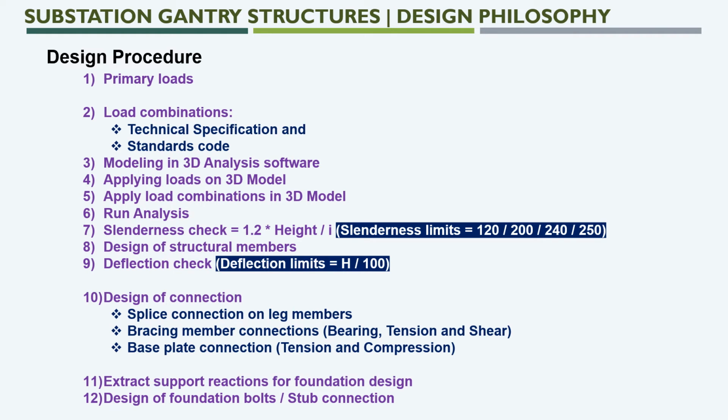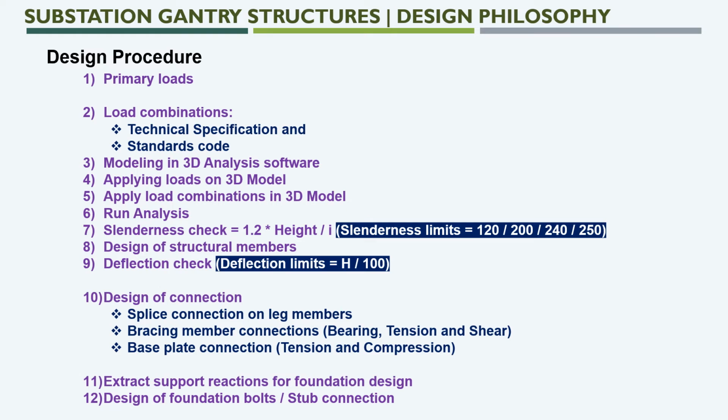After that only can we get which profile is suitable for the main leg, primary bracing, secondary bracing or horizontal beams. If you choose from this method, it is very easy for you to finalize the section or member properties. After that you can feed these member properties into the 3D software, or if you want, you can also do the manual calculation for design of structural members. That is the 8th step.